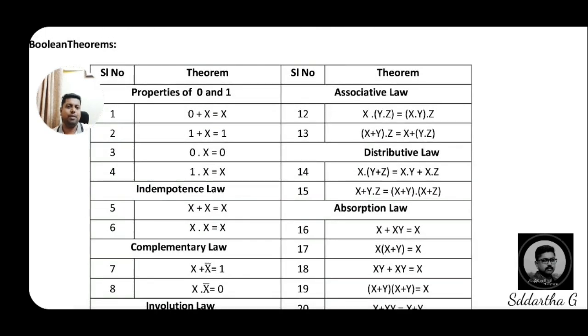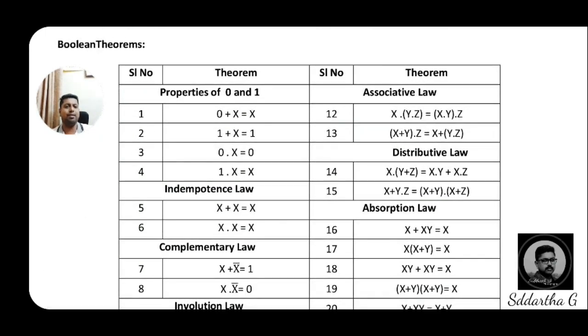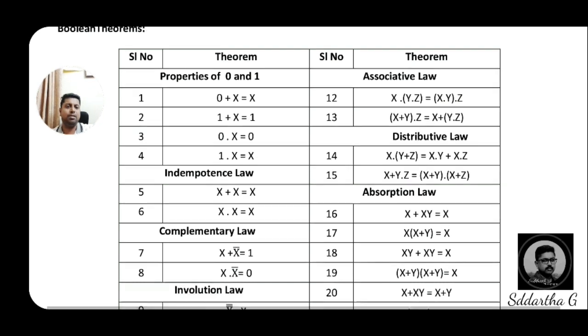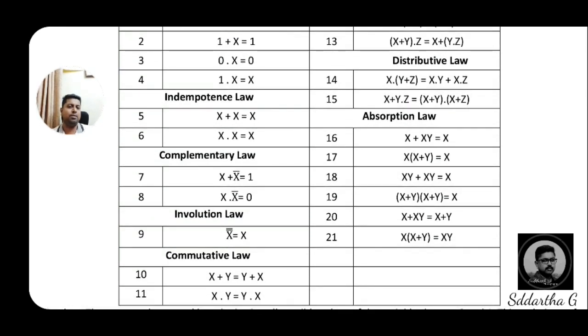After this theorem, we will discuss the associative law. x into (y z) is equal to (x y) into z for multiplication, and similarly for the addition rule, x plus (y plus z) is equal to (x plus y) plus z. Then the distributive law: x into (y plus z) is equal to x y plus x z. And x plus y z is equal to (x plus y) into (x plus z). This is also the distributive law.